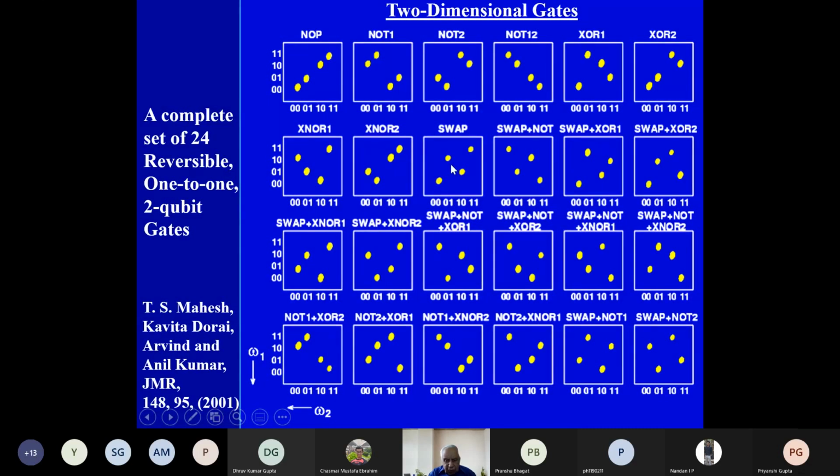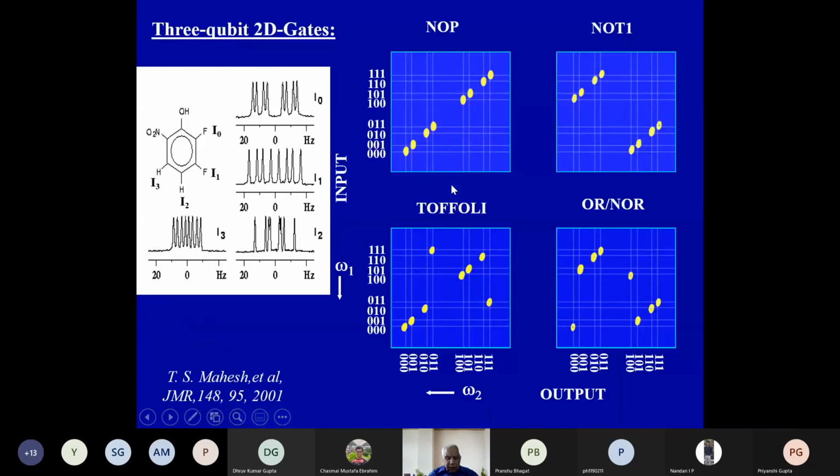The most interesting is the swap gate. In the swap gate, where we could not distinguish in a homonuclear spin, if we had done a pi pulse between these two, it has very clearly shown up in this map, and so on.